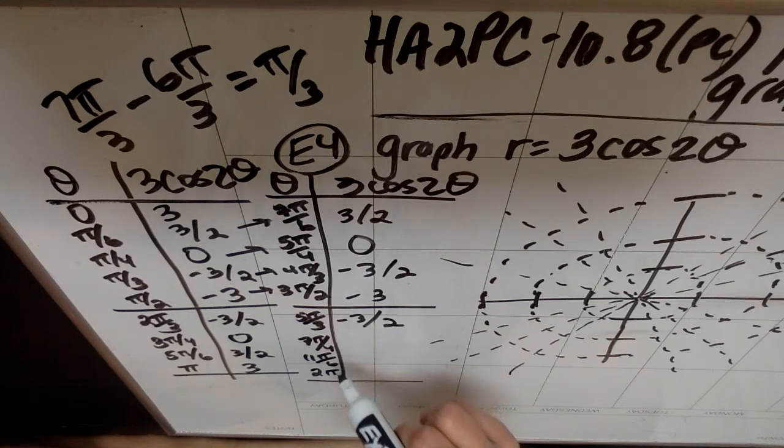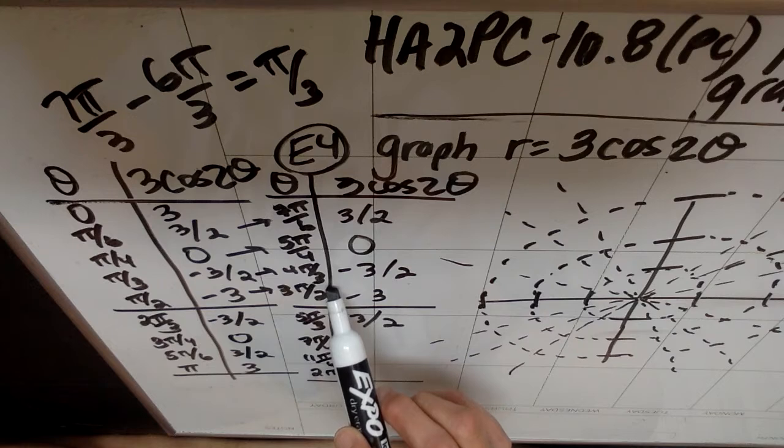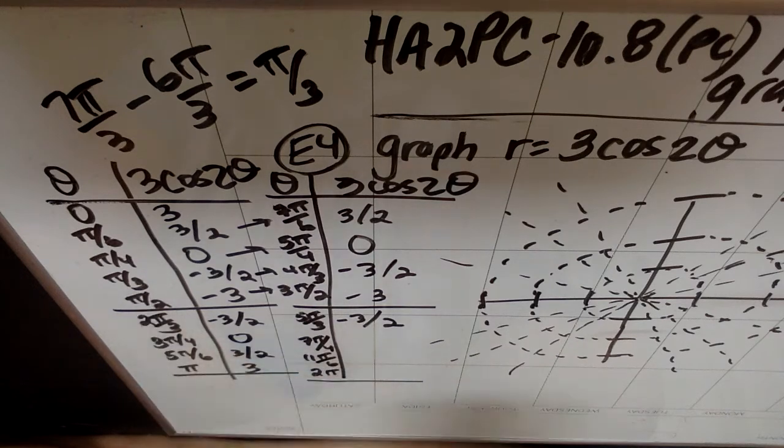Do I agree with that? I feel like I do. 4 pi over 3 would have been an 8 pi over 3, which is the same as 2 pi over 3, and this was a 2 pi over 3. Yep, totally agree with it.